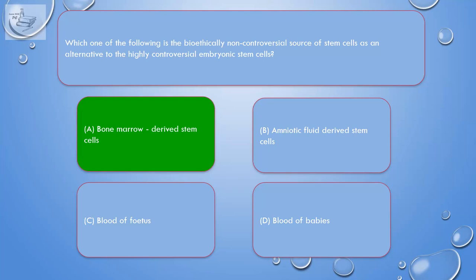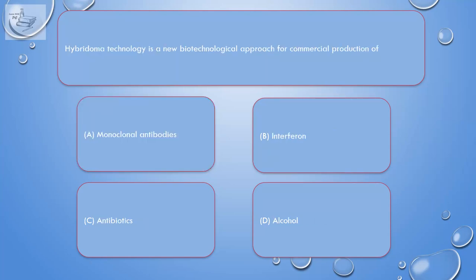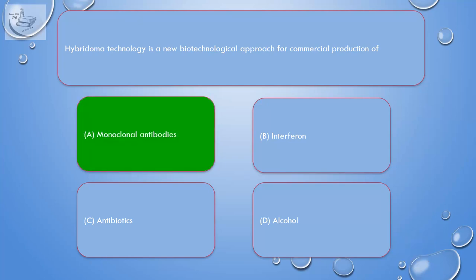Correct answer is A. Bone marrow derived stem cells. Question: Hybridoma technology is a new biotechnological approach for commercial production of A. Monoclonal antibodies, B. Interferon, C. Antibiotics, D. Alcohol. Correct answer is A. Monoclonal antibodies.